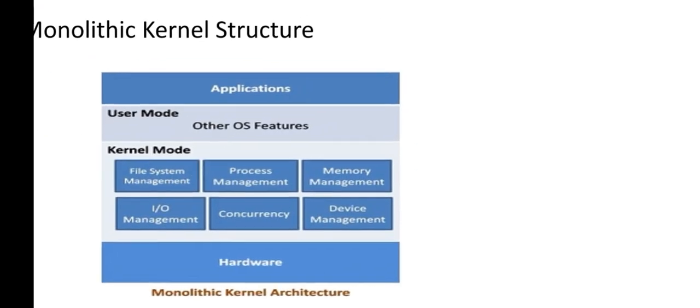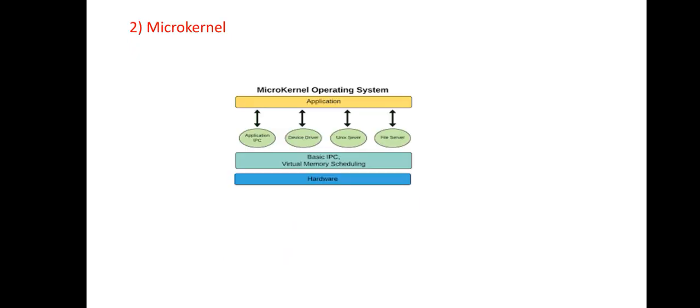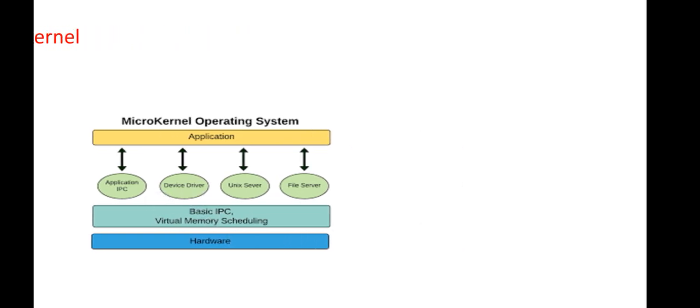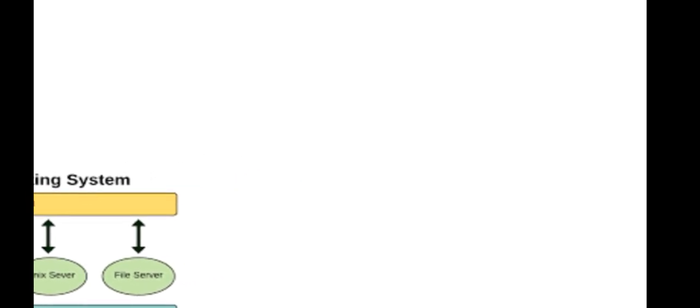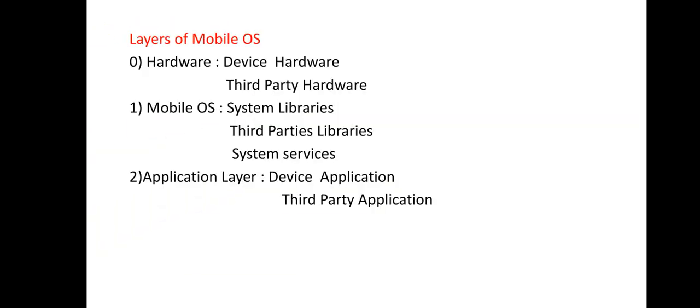The second type of operating system is the microkernel operating system. The microkernel operating system is also a layered approach. Its first layer is the application layer, the second layer is the mobile operating system layer, and the last layer is the hardware layer.